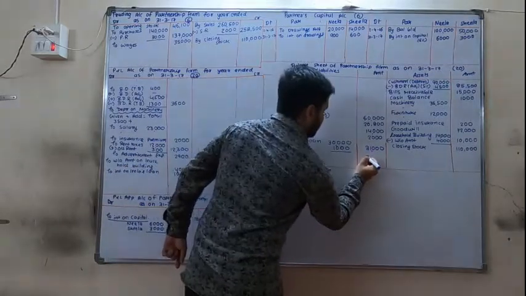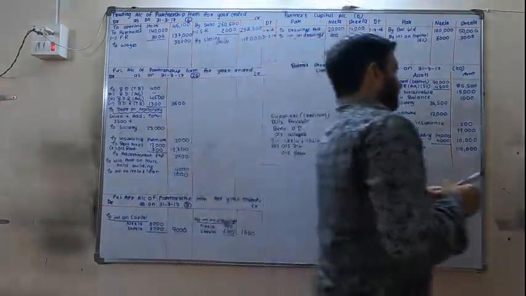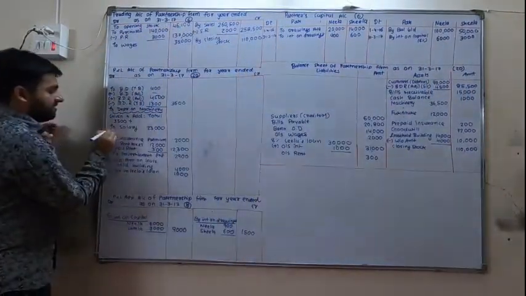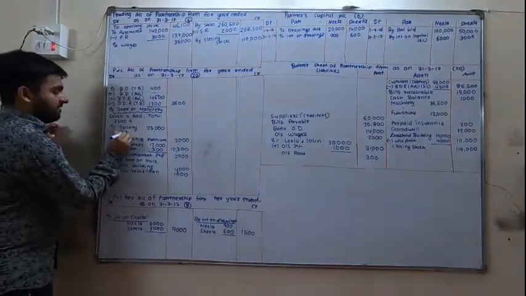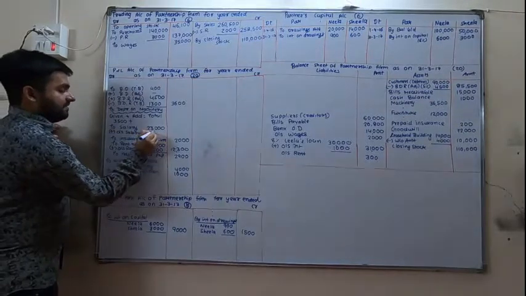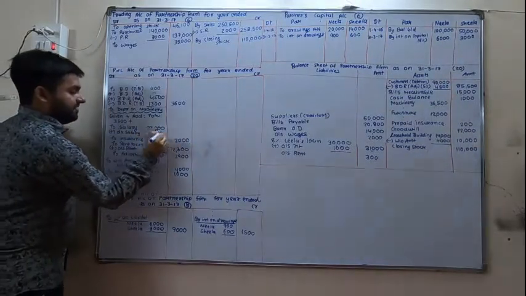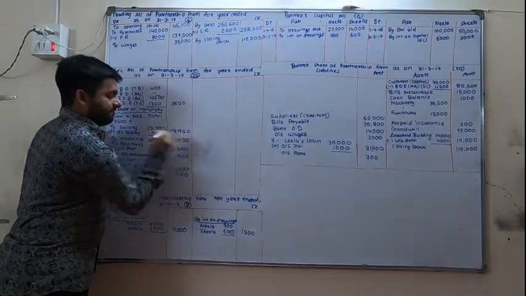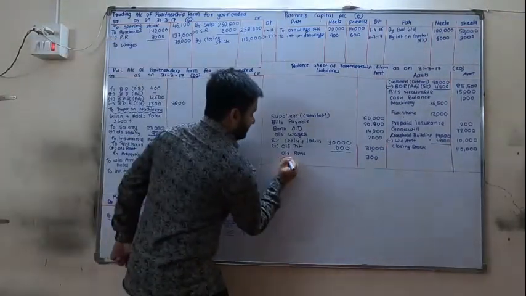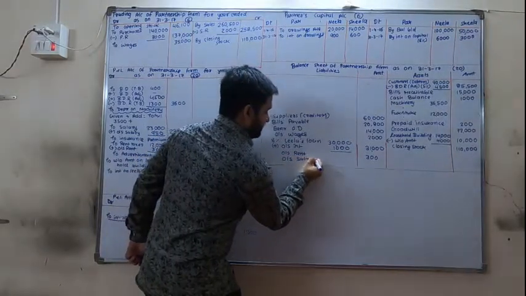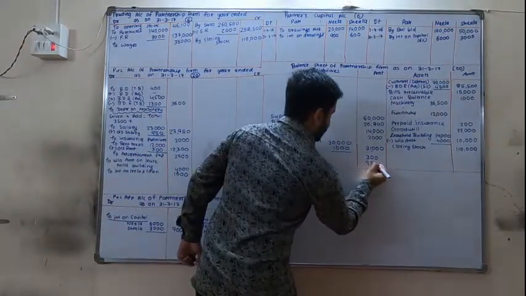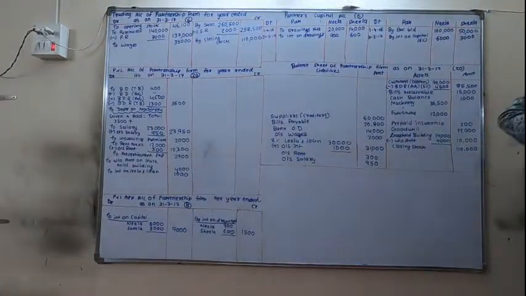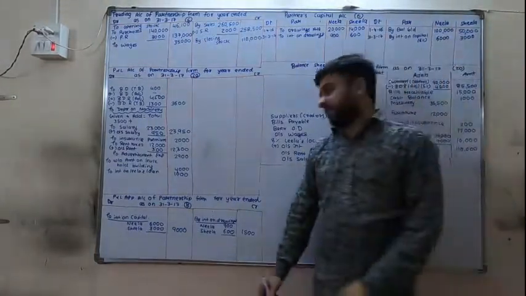Outstanding rent 300. Then we have outstanding salary 950. So again same effect plus outstanding salary 950 in the outer column, 23,950. Again on liability, outstanding salary 950. Okay. Next, 10% depreciation on machinery.